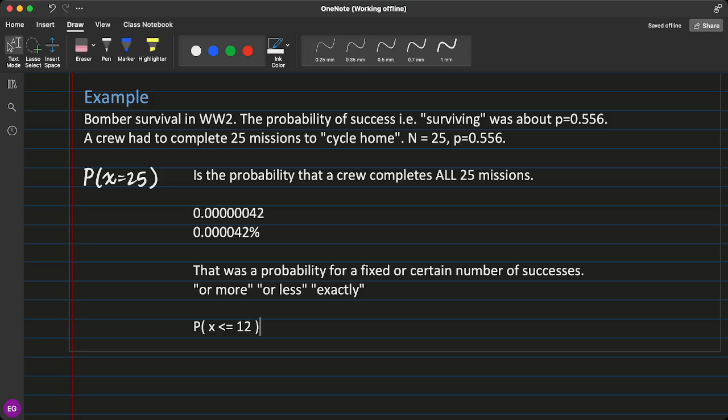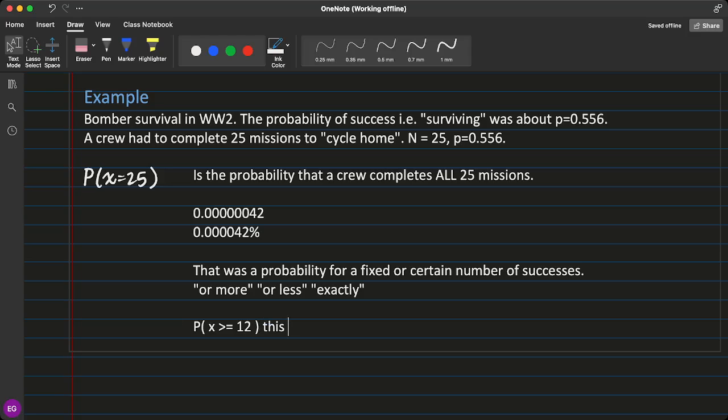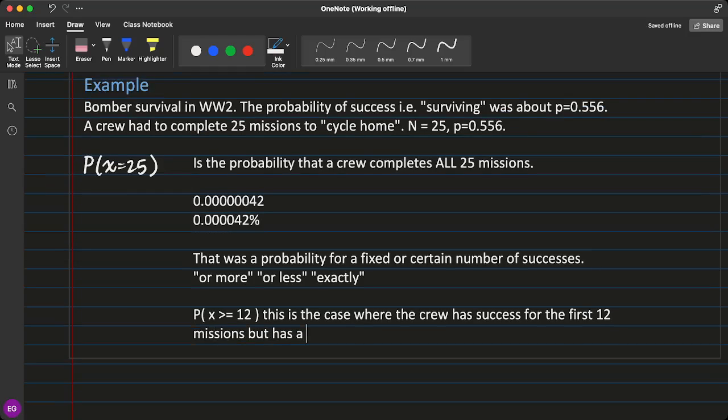12 or more successes? So this would be a crew that the first 12 were successes, and then they failed somewhere along the way. Okay, so let's write that down. This is the case where the crew has successes for the first 12 missions, but has a failure somewhere afterwards. So in other words, the first half they're like, oh, we've been successful so far, but then at some point later, there will be a failure.